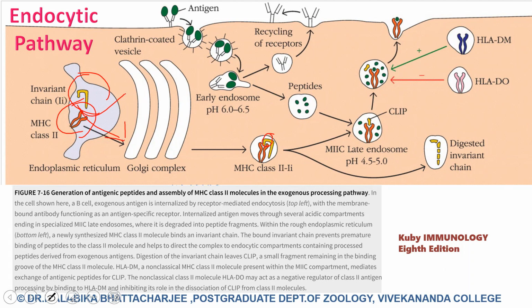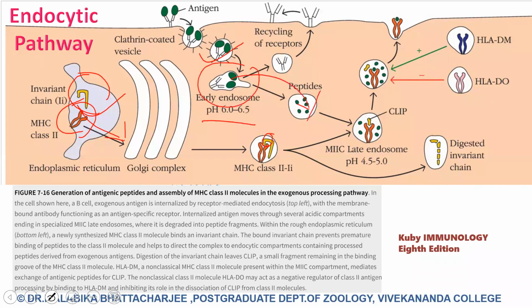So the class 2 molecules are synthesized and the invariant chain is synthesized, and the class 2 molecules with the invariant chain come out as a vesicle. Meanwhile, as we just now saw, the pathogen has been ingested, the antibody that has trapped the antigen has been ingested, and it forms a clathrin coated vesicle where the antibody is recycled and the antigen stripped off. This is the early endosome, pH 6 to 6.5.